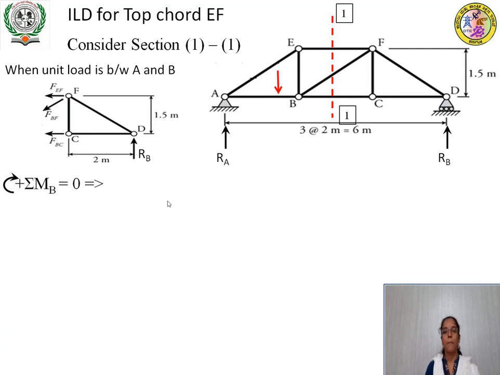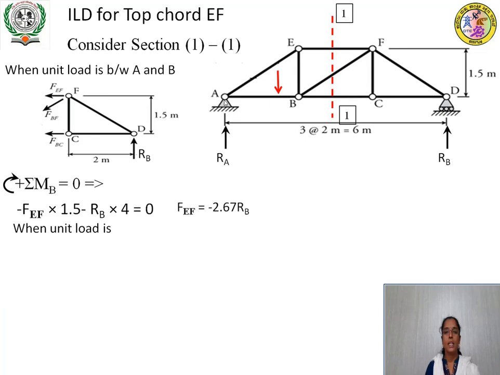That implies force in member EF into H, where H is nothing but 1.5 meter, and RB into this distance, that is 4 meters. EF about B is inducing anticlockwise moment, and RB is also anticlockwise. So minus EF into 1.5 minus RB into 4 meter is equal to 0. That gives force in member EF is equal to minus 2.67 times RB.